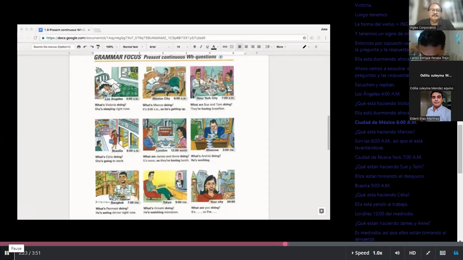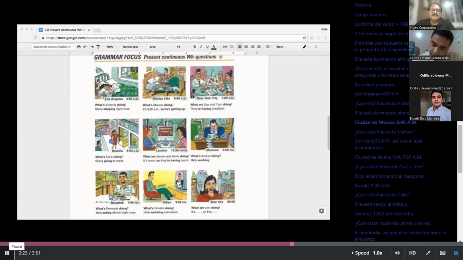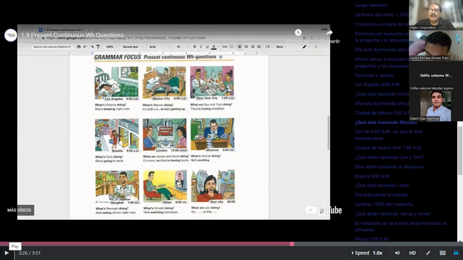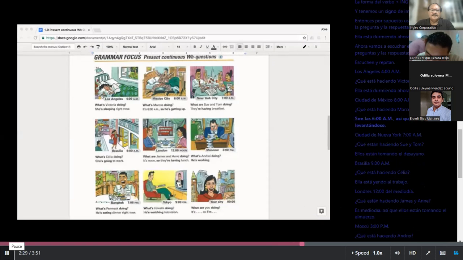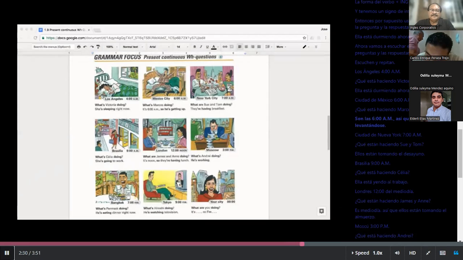Mexico City, 6 a.m. Pueden ir pronunciando con el micrófono apagado para que practiquen, right? Mexico City, 6 a.m. What's Marcos doing? It's 6 a.m., so he's getting up.